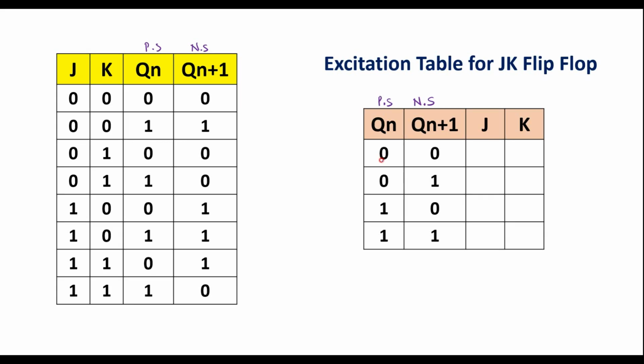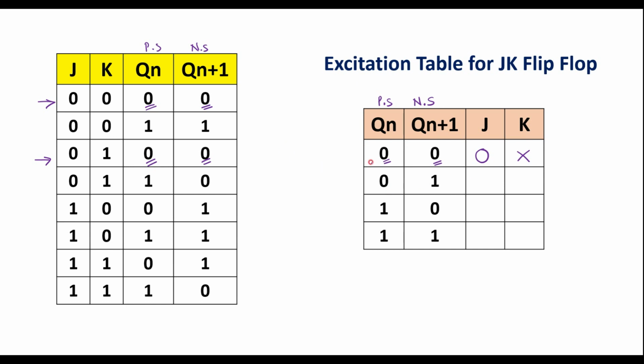So here the first condition is Qn present state is 0, next state is 0. Let's find the same condition in truth table. Here we can observe that present state is 0, next state is 0. Similarly, here also present state is 0, next state is 0. Let me compare this row and this row. In both the cases, J is 0, but here K is 0 and here K is 1. So J must be 0 here, and K is either 0 or 1. So here we should write don't care. That is X value, either it is 0 or 1.